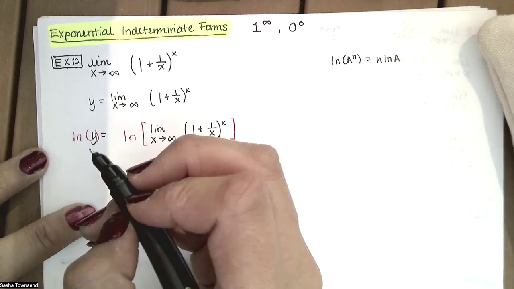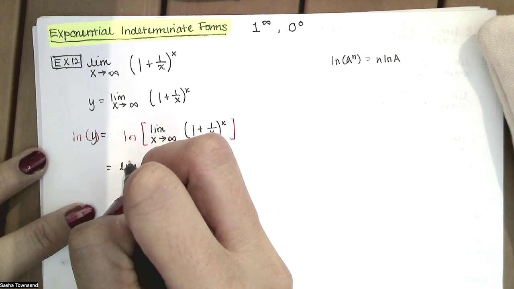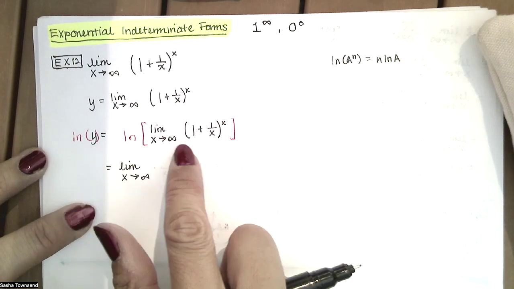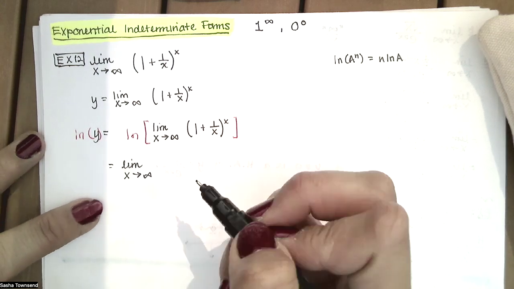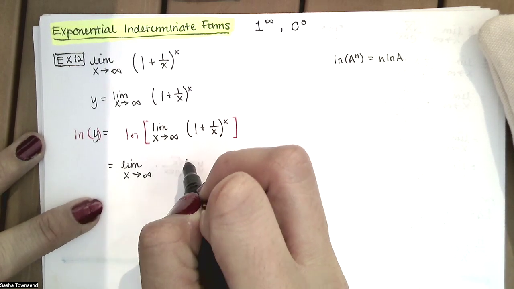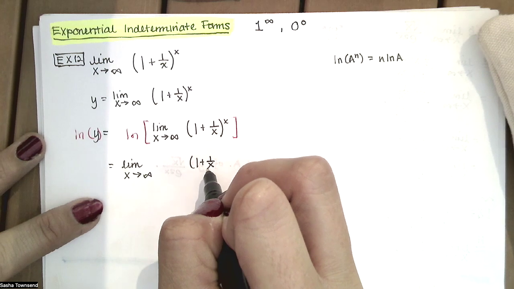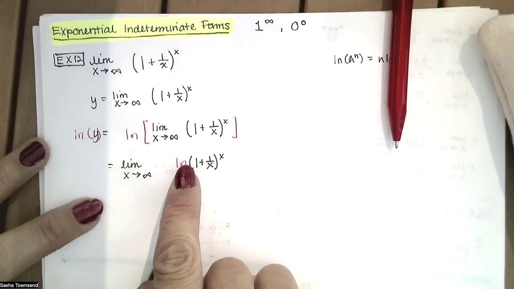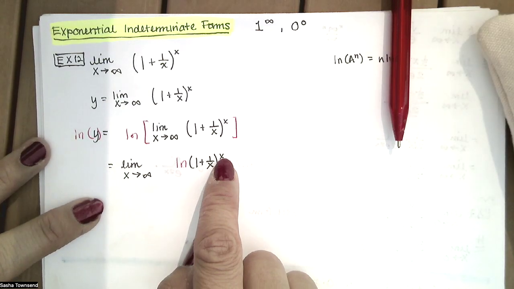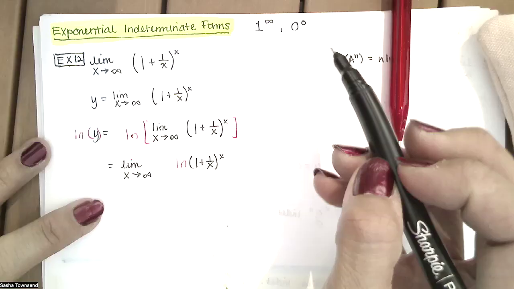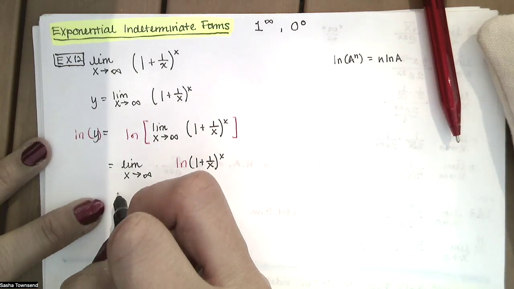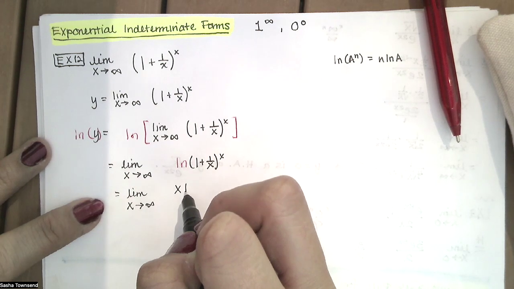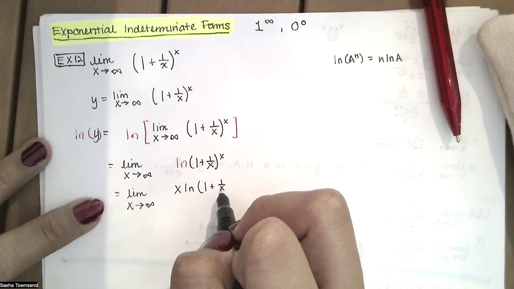And this log of the limit is actually equal to the limit of the log, provided that this limiting value is in the domain of the natural log function. So we can pull that logarithm inside. And we say, okay, I've got log of some function to a power, so I can bring that power down just using this property of logarithms. And so I have x times natural log of 1 plus 1 over x.